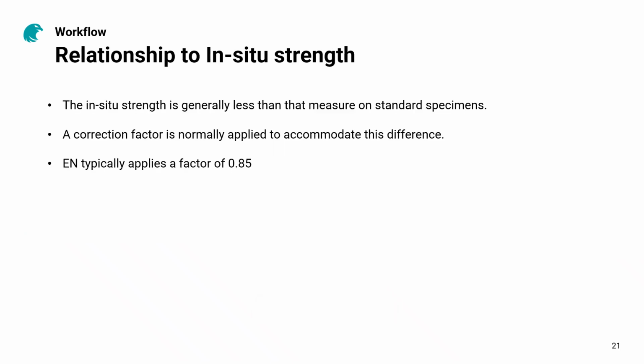One thing to bear in mind when using this type of correlation for estimating in-situ strength. The in-situ strength is generally less than that measured on standard specimens, so a correction factor is normally applied to accommodate this difference. The EN standards typically apply a factor of 0.85.